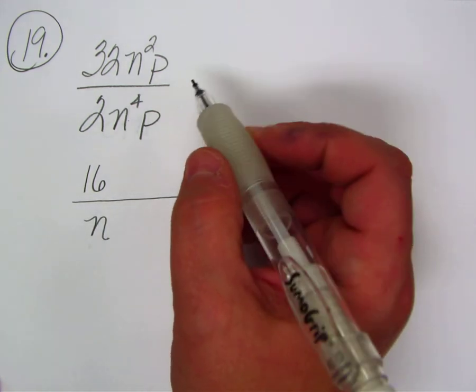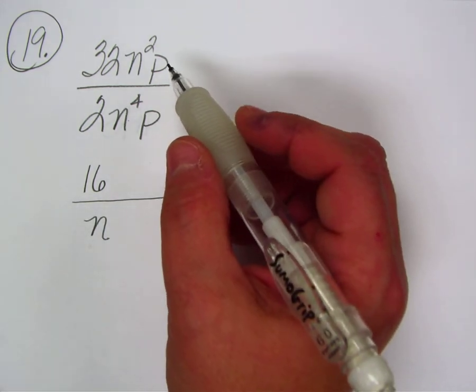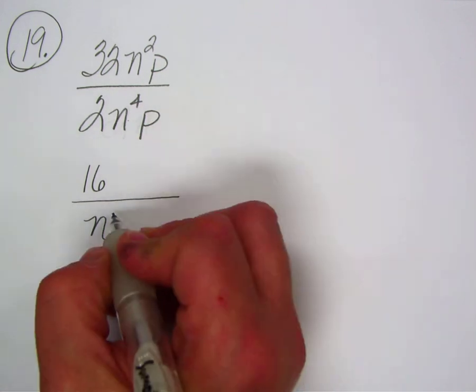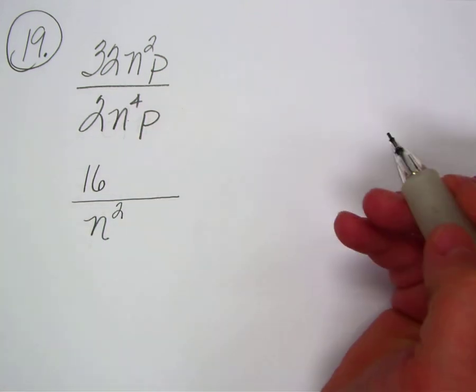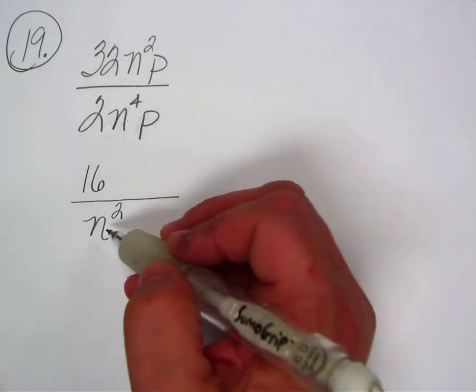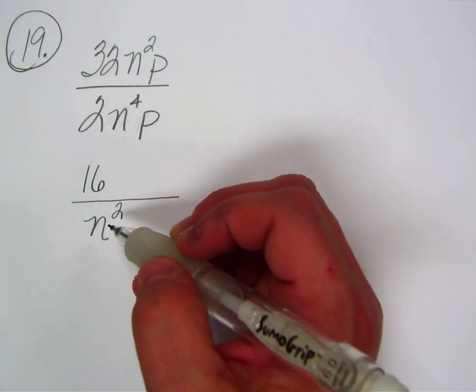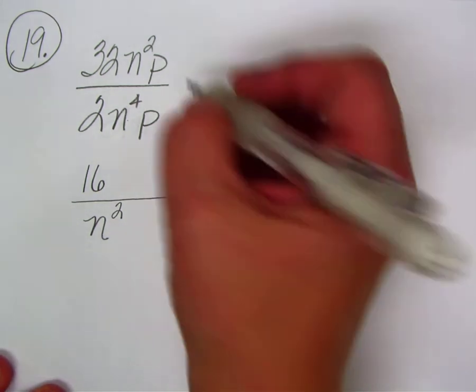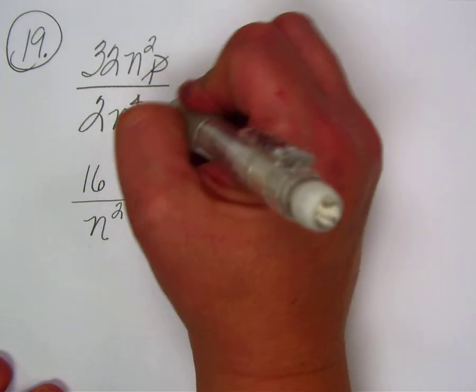And where'd you get n squared? Because you got to do 4 minus 2. 4 minus 2 is 2. Everybody okay with that? And then the p's cancel out. Everybody understand where we got n squared? Yes. Okay, and then what'd you say? The p's just cancel out. They make 1.